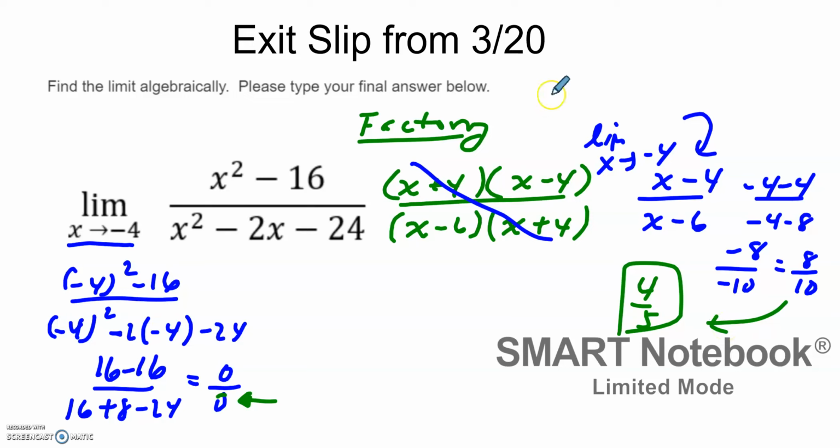Also, I would like to point out that this logic of crossing out the x plus 4 is really finding a hole. You're saying that you are approaching -4. You're not necessarily touching it because it's a hole, and you're finding the y value that goes with the x value, similar to something you'll see a little later.